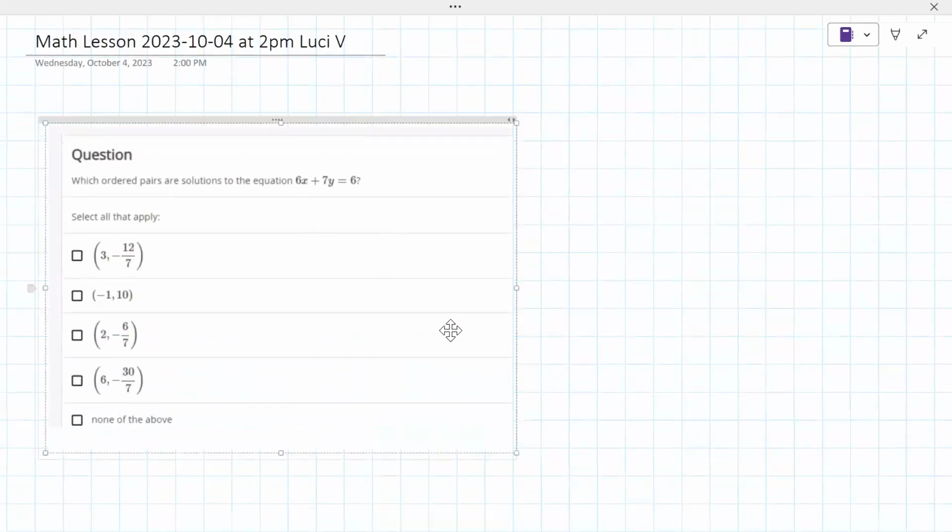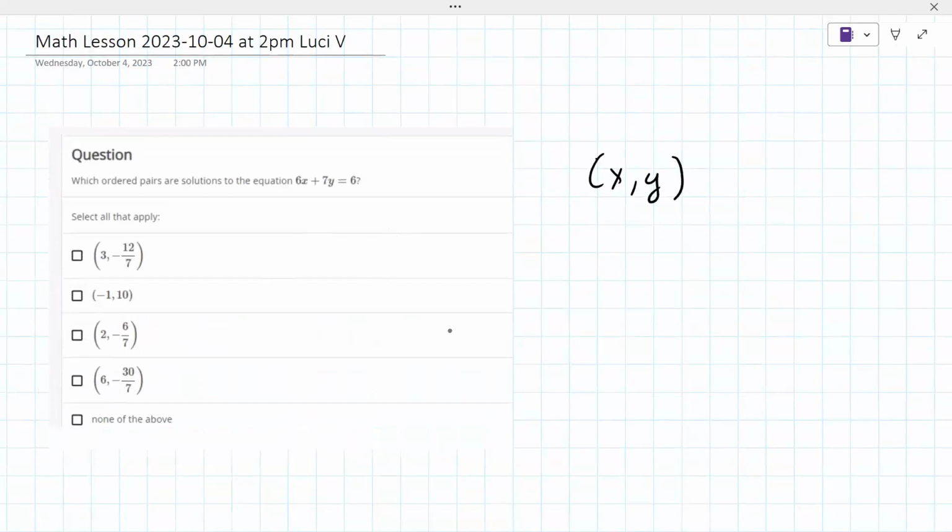The way to do this problem is to recognize that an ordered pair is x comma y. So for each of these, you're going to put the first number in for x, the second number in for y, and hope that it works out. So the first one, it's 6 times 3 plus 7 times negative 12 over 7. And what we're hoping for is, does this equal 6?